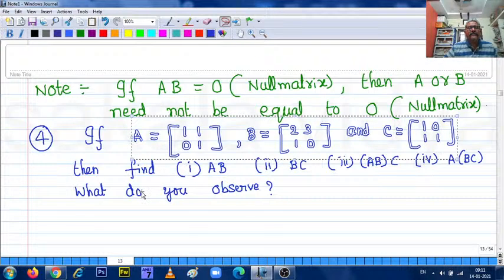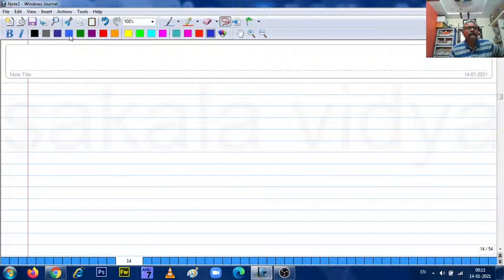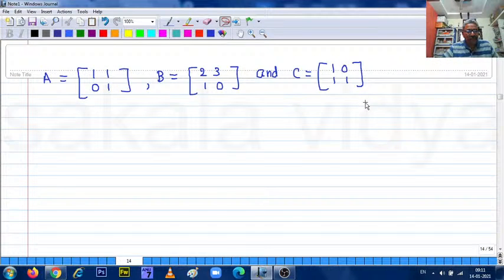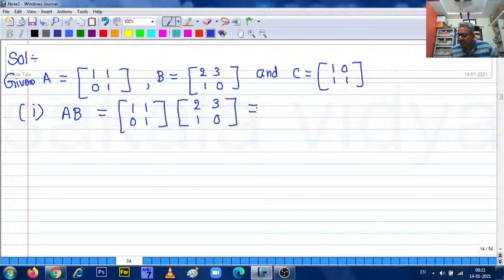So now let us move to the next page. Okay, these are the given matrices. Now the solution, given. First let us find AB. A, [[1,1],[0,1]], multiplied with B, [[2,3],[1,0]]. Shall I do it directly?